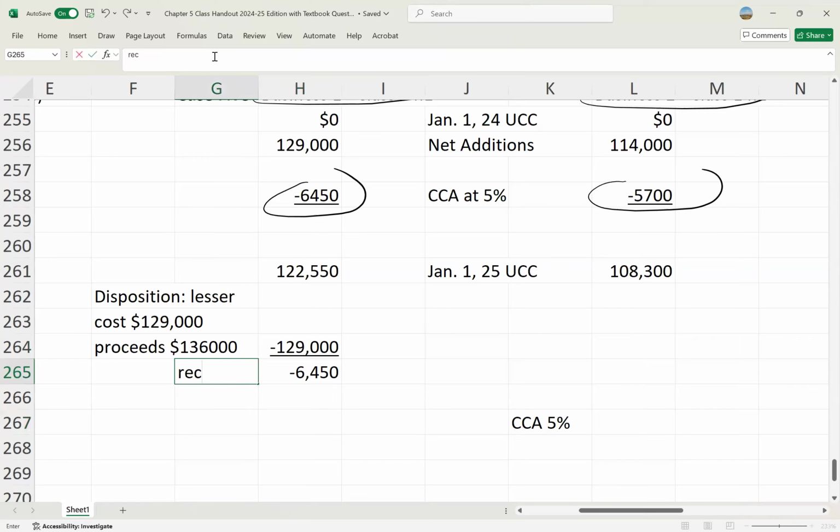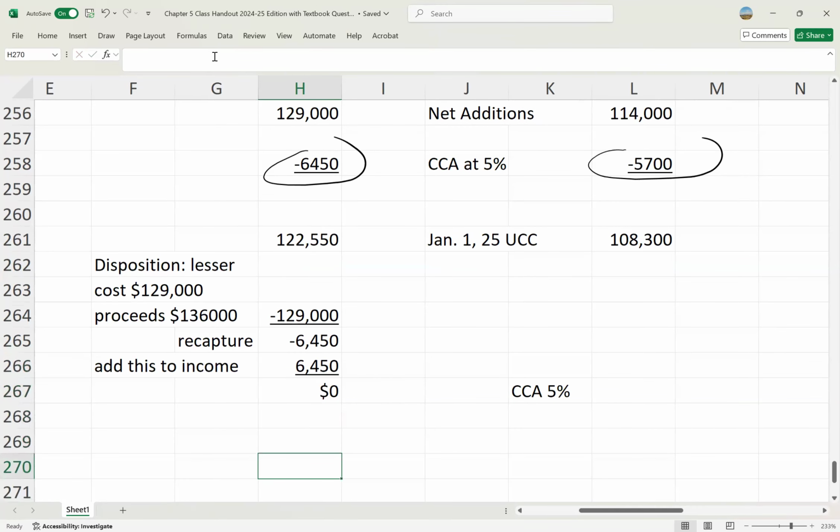We call this recapture. And once again, how did we deal with recapture? We have to add this to income. So we've got to add 6,450 to income. And that will just sort of reset this balance to 0.